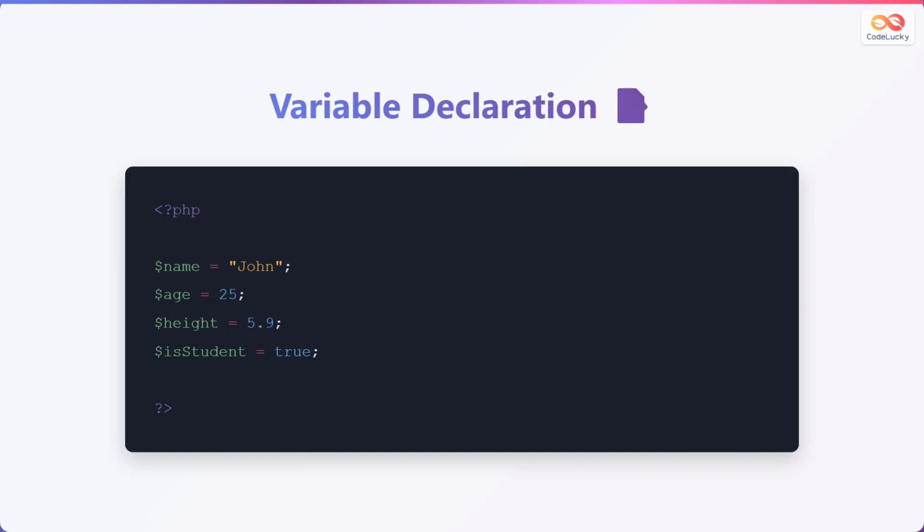Here we have a variable called name and we assign the string John to it. Next we have a variable called age and we assign the number 25 to it. Then we have a variable named height and we assign the floating point number 5.9 to it. Lastly, we have a variable called student and we assign the Boolean value true to it. Remember that each statement ends with a semicolon. All of this code is enclosed within the PHP tags.